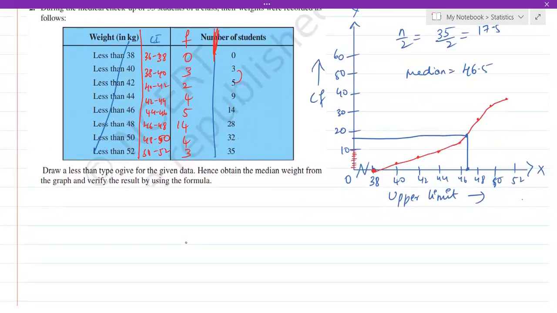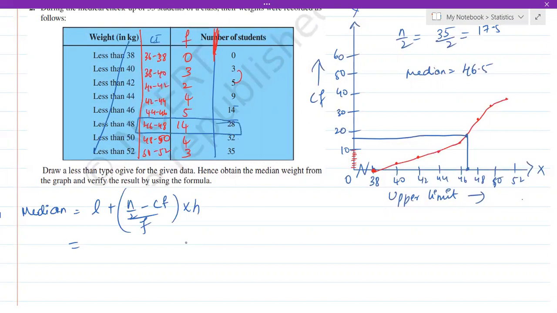Now, let's calculate the median. So median is how much? What is the formula? L plus n by 2 minus CF by F into H, isn't it? So what is the value of L? For that, we have to calculate the median class. N by 2 is 17.5. That 17.5 comes here, right? So this will be your median class. So L value is 46 plus n by 2 is 17.5, minus CF, the previous one, that is 14, divided by F, which is 14 itself, into H, 48 minus 46, that will be 2.